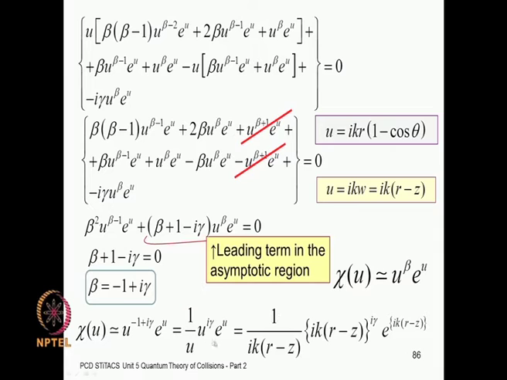You can write this again in terms of r minus z, because u is nothing but ik times (r − z). So you can write this either in terms of u, or in terms of ik(r − z). Then instead of u, you have ik(r − z) to the power i gamma, and then you have e to the power u, which is e to the power ik(r − z). So, pretty straightforward as such. All right?